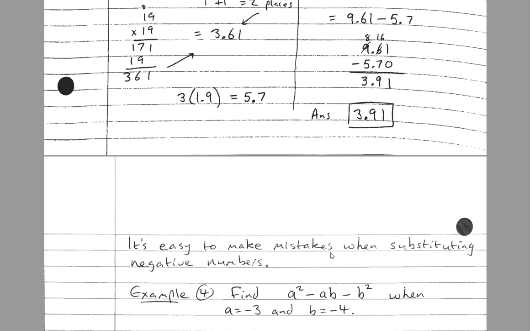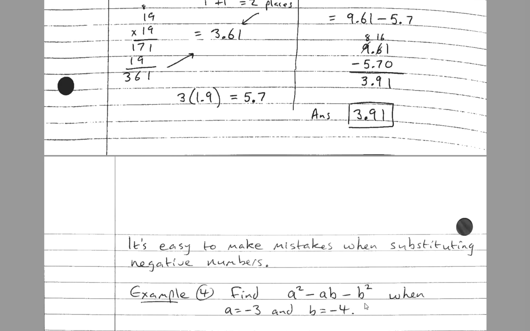Yeah, the point I'm making here is that it's very easy to make mistakes if you're substituting negative numbers. Example 4: find a squared minus ab minus b squared when a is negative 3 and b is negative 4. So why don't you try this? Substitute those negative numbers and carefully get it down to figure out the answer.